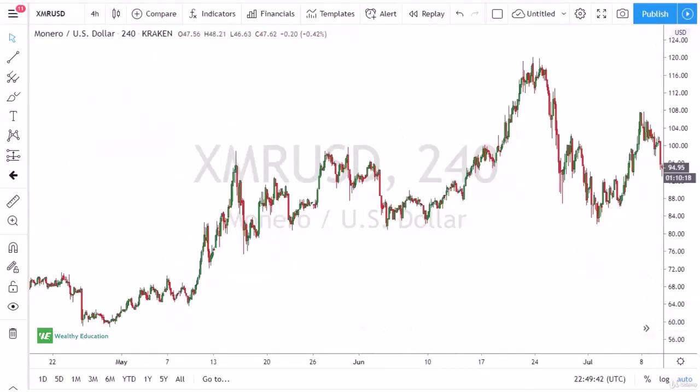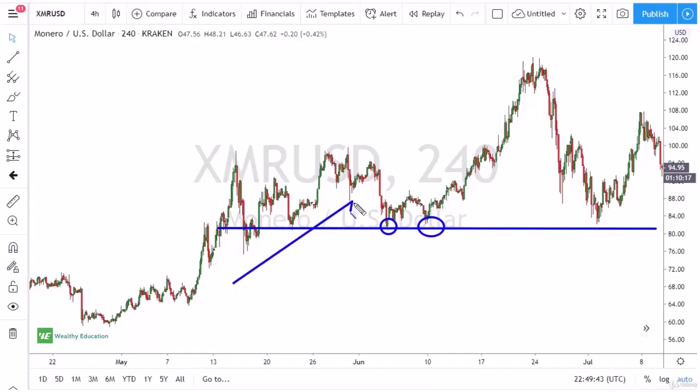In Monero, I have an example of a double bottom. And what's particularly telling about this is that it is at an area that had been important previously. It had been an uptrend, and then we pulled back. So this is even more important because this is a continuation sign.